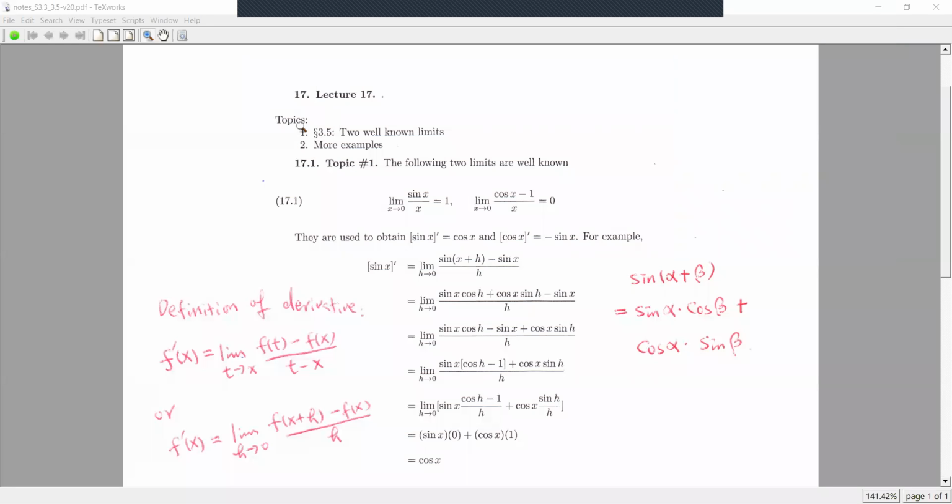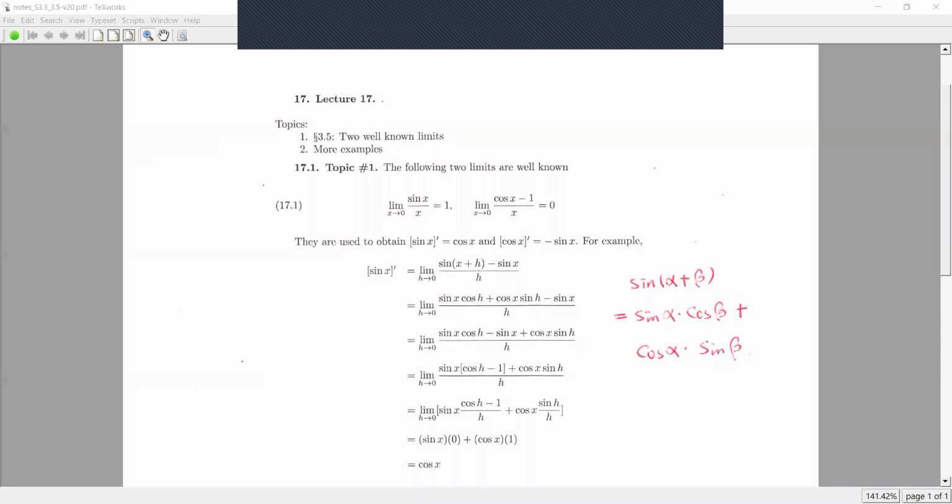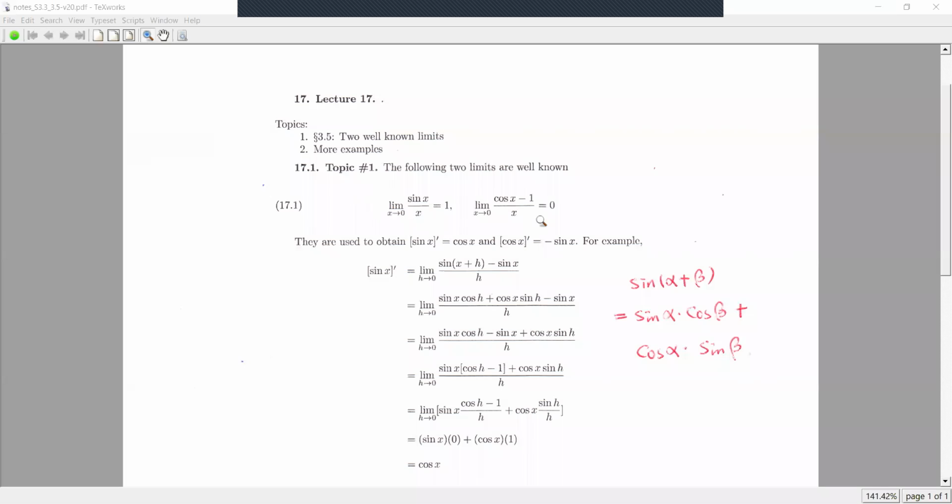Today, I present two topics. Topic 1, Section 3.5, two well-known limits. Topic 2, more examples about derivative formulas. Topic 1, these two limits are well known to mathematicians.